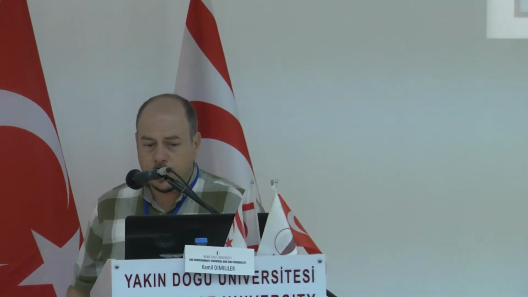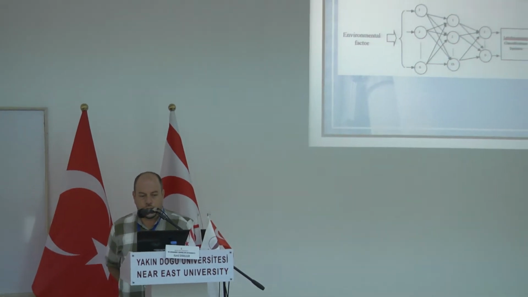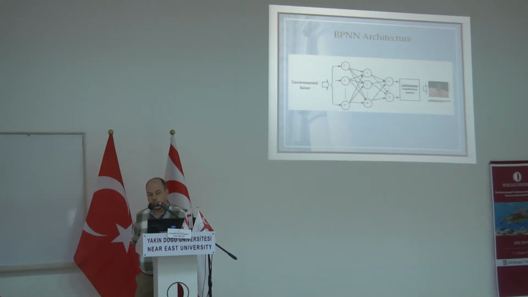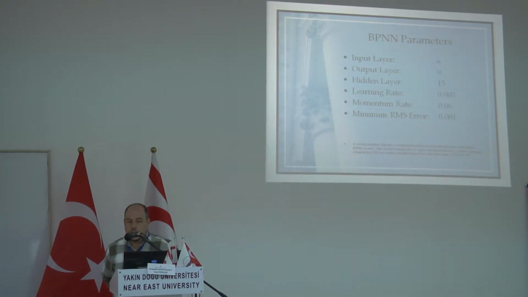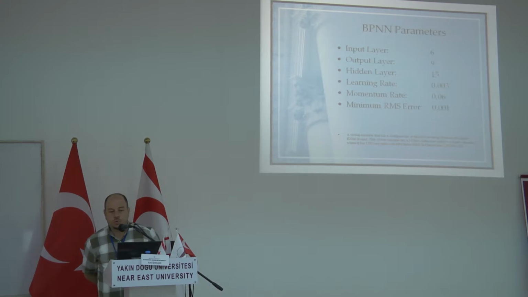So backpropagation neural networks has been preferred, which is one of the machine learning algorithms, due to its simplicity, ease of implementation, high accuracy, and it is the basis of deep learning neural networks. Here we have the architecture, and 6 environmental factors are given, and 9 types of leishmaniasis. And there are 6 inputs, 9 outputs.